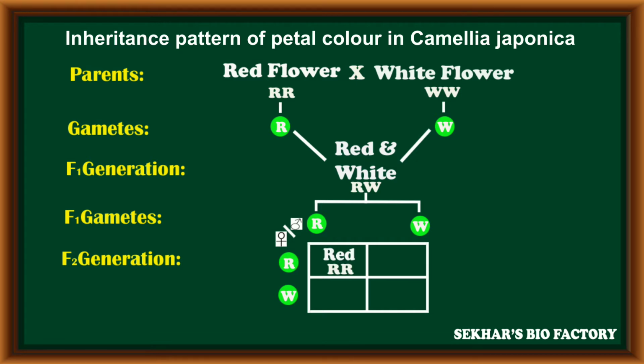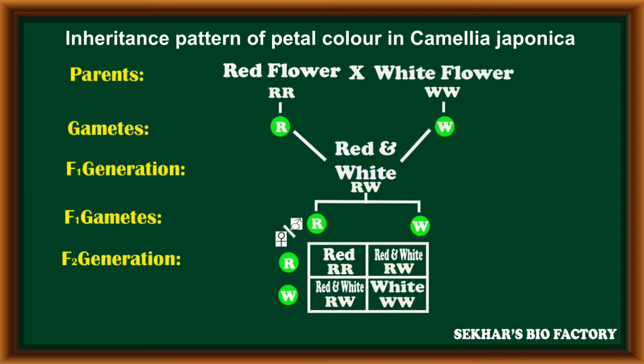The first combination, the plant having only red color flowers because of capital R allele. The second plant having red and white color petals alternatively because of capital R W alleles. The third combination also having red and white color petals alternatively because of capital R W alleles. The fourth combination, the plant having white color petals because of capital W allele. In this way, in F2 generation, totally 4 offsprings are produced. Of these offsprings, one is with red color flowers, two are with red and white color petals, and one plant with white color petals.